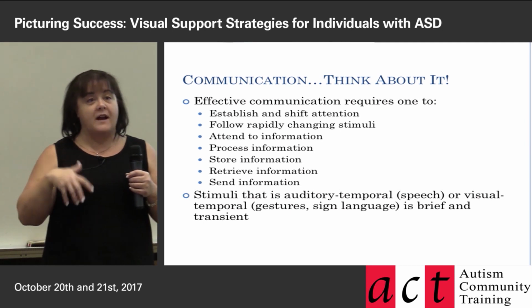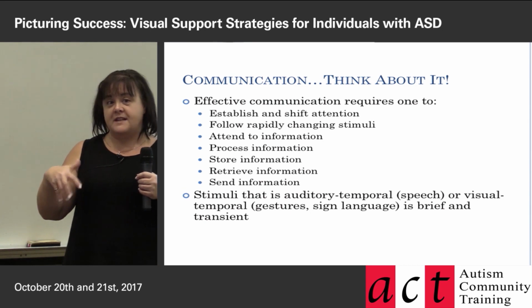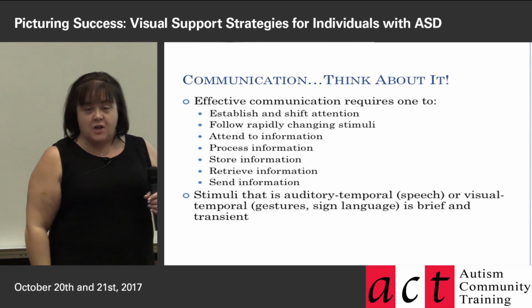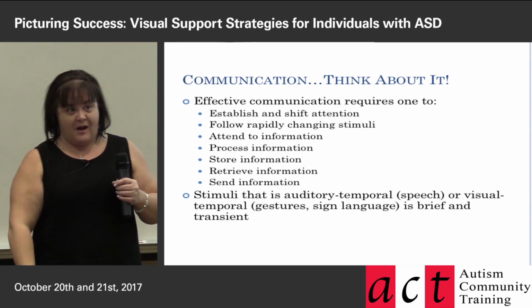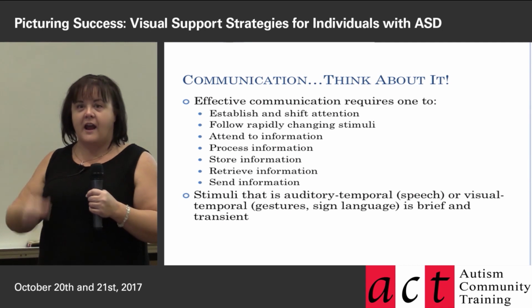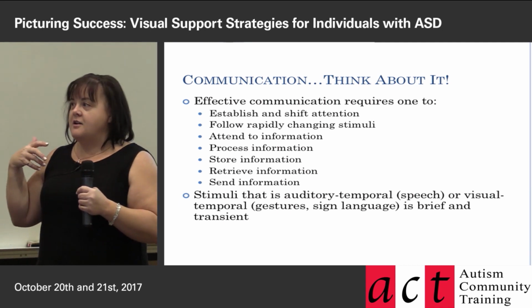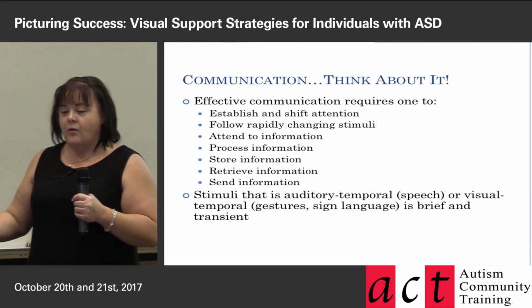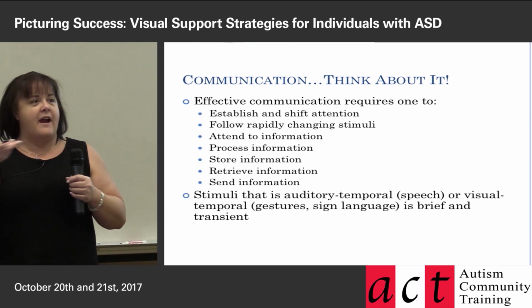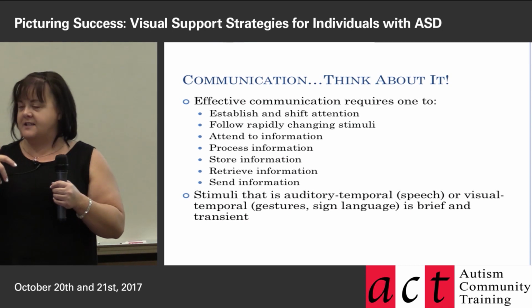This is why my kids with autism often had difficulty with sign language. I would sign, the sign is out and it's gone, just like speech comes out of your mouth and it's gone. So unless you can grab everything quickly and process it, you're going to have some difficulty, right? So we've got this brief and transient through the air communication is what most of us use, right?